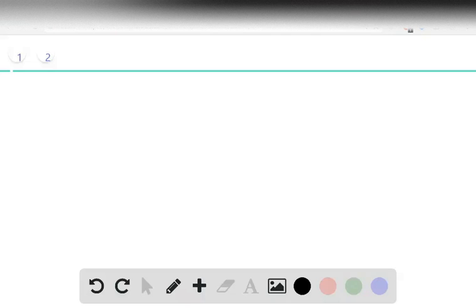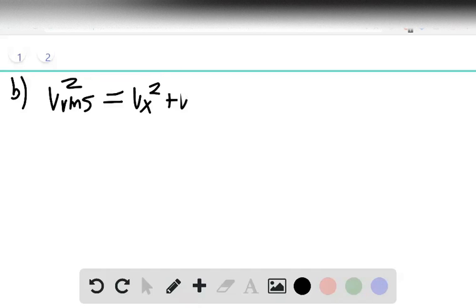Okay, so part B then asks us how many round trips on average this oxygen molecule could take across a 5-meter long room. Okay, so V RMS, let's define what that means. V RMS squared is equal to, so we can get a magnitude, Vx squared plus Vy squared plus Vz squared. Remember, RMS's root means speed.